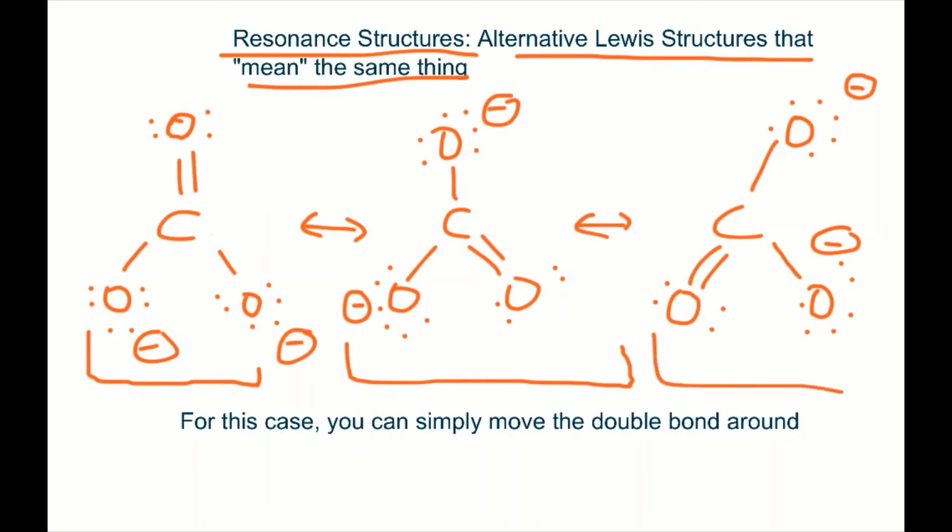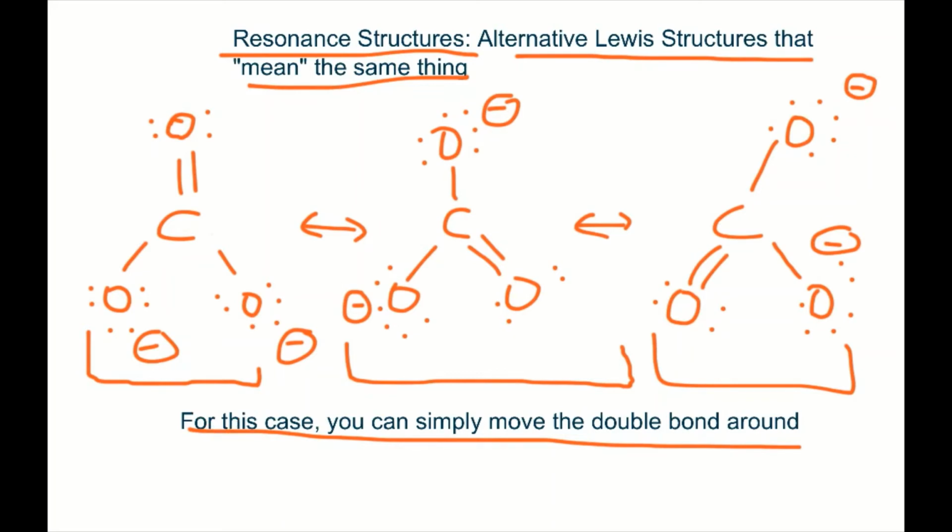And for this one, notice how this double bond shifted to here. And in this case, for the resonance structure for carbonate, all you can do is move the double bond around and you will get all the resonance structures. So keep a note that these minuses are the formal charges, and I'm just drawing it on the diagram.